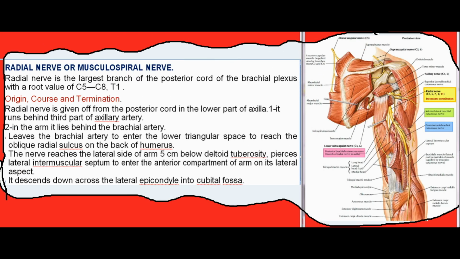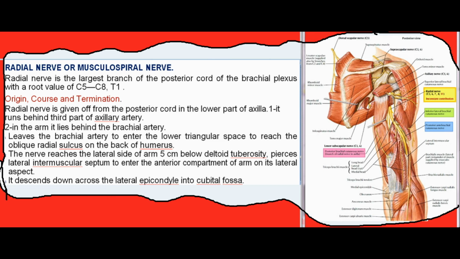Radial nerve or musculospiral nerve. The radial nerve is the largest branch of the posterior cord of the brachial plexus with a root value of C5-C8, T1. Origin, course, and termination. The radial nerve is given off from the posterior cord in the lower part of the axilla. 1. It runs behind the third part of the axillary artery. 2. In the arm it lies behind the brachial artery. 1. It leaves the brachial artery to enter the lower triangular space to reach the oblique radial sulcus on the back of the humerus. 2.